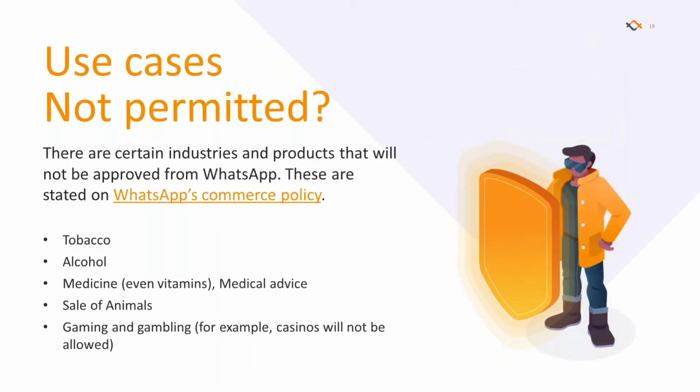So there are certain use cases that will not be permitted with the WhatsApp business solution, and these include, but aren't limited to, tobacco, alcohol, and medicine. However, with the current pandemic crisis, if you are communicating in regards to COVID-19, this might not apply to you. The sale of animals and gaming, for example, with casinos, wouldn't be allowed either.